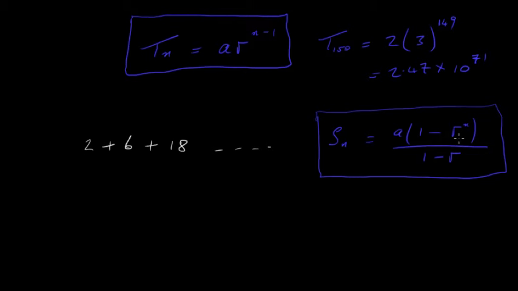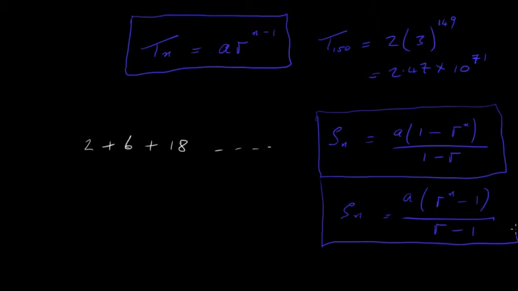If r is greater than 1, you can write down r to the power of n here and the 1 here. But just remember to reverse this as well. So it'd be a times r to the power of n minus 1 over r minus 1. This would be our Sn. You can write it this way either, depending on whether r is greater than or less than 1.